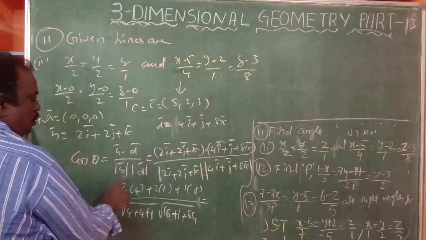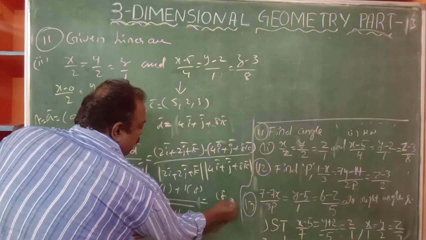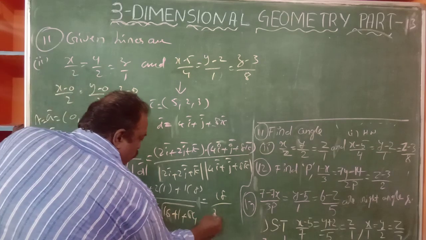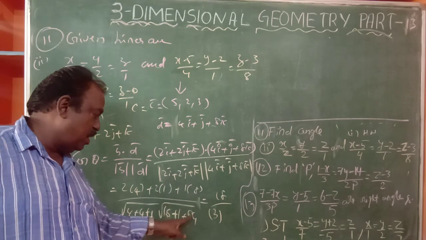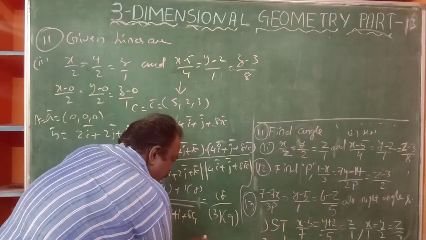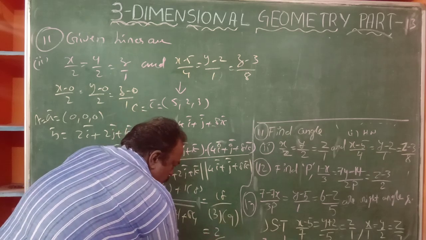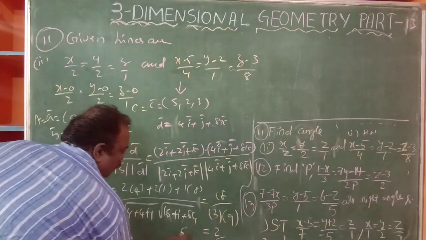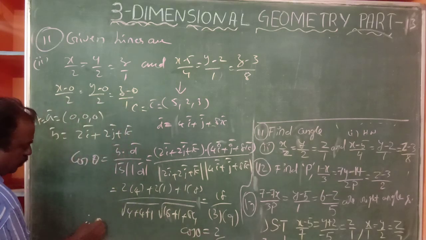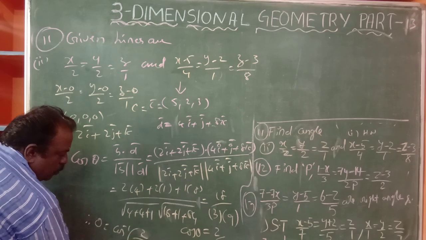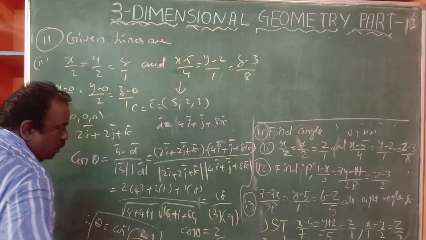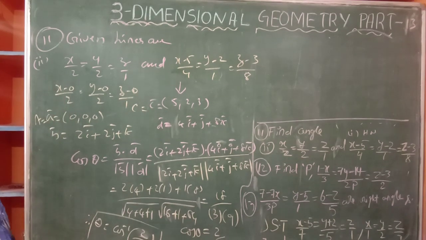Here you see, 8 plus 2, 10, 18. Root 9 means 3. Root of 64 plus 16 plus 1 is 81, which is 9. 9 twos, it is 2 by 3. So cos theta is equal to 2 by 3. Therefore, theta is equal to cos inverse 2 by 3. That is the angle between the two lines given in the Cartesian form, just like you have to solve. Is it okay?